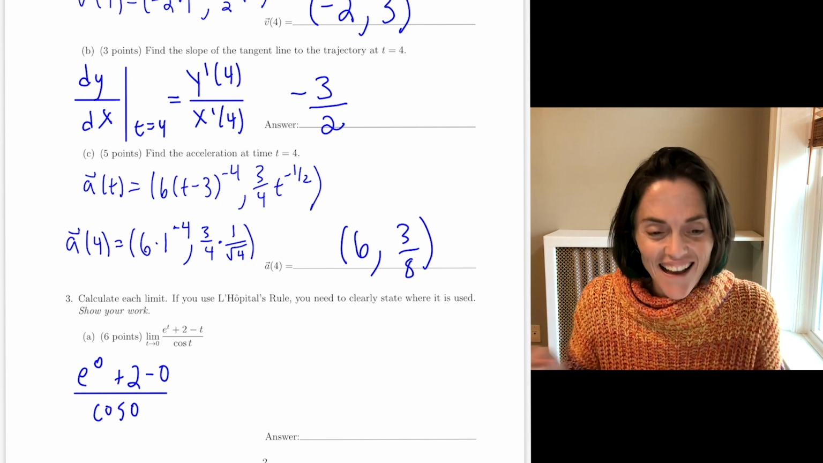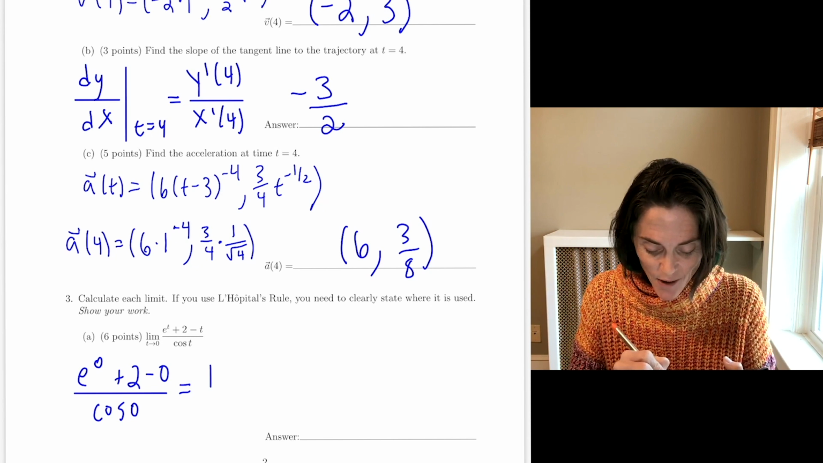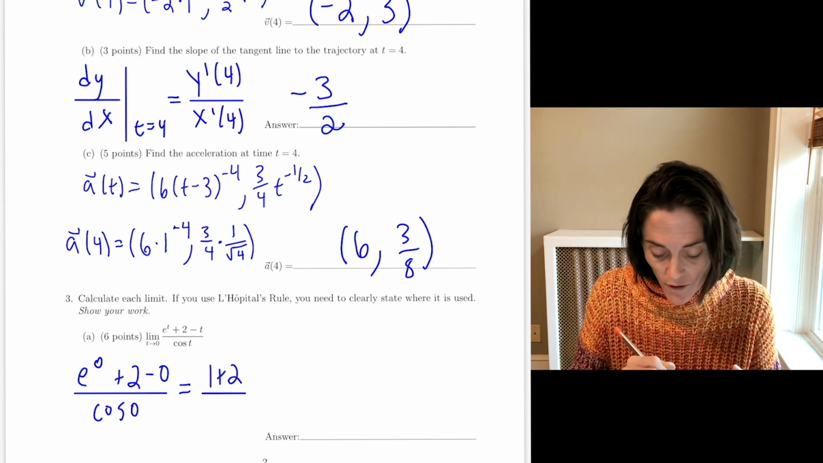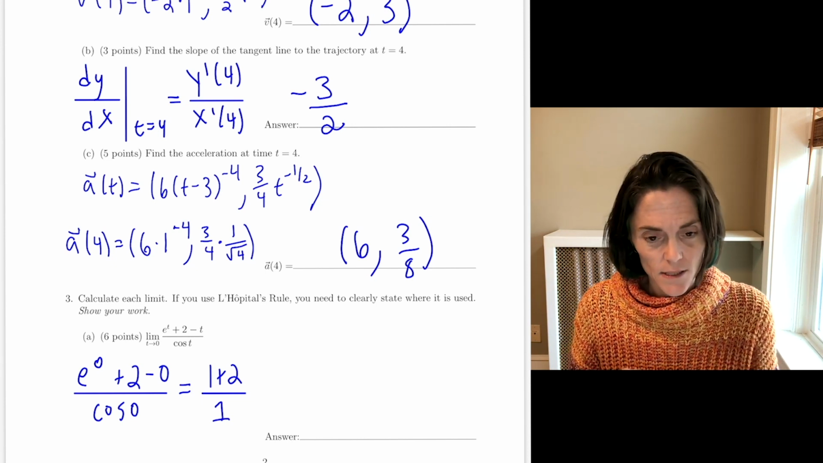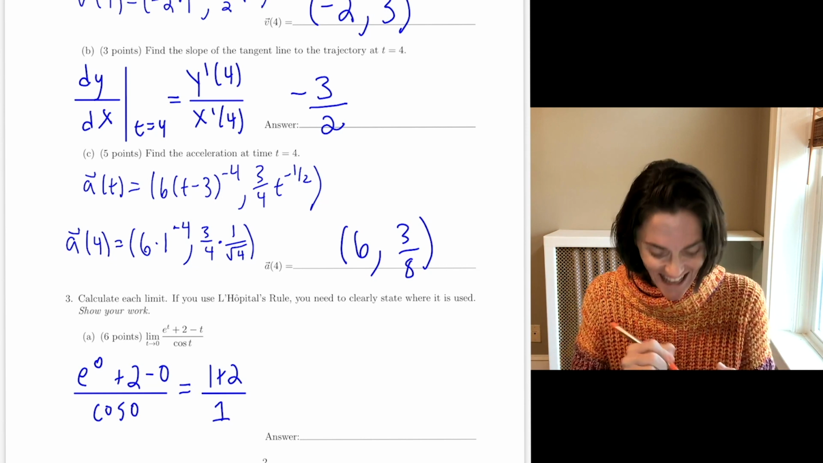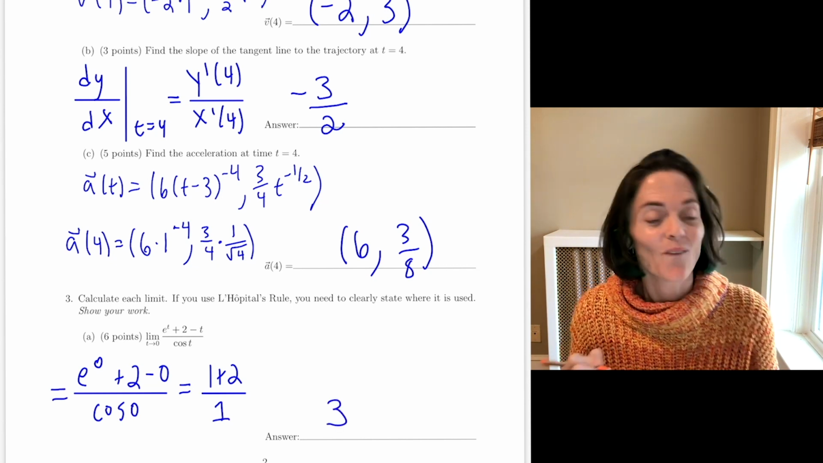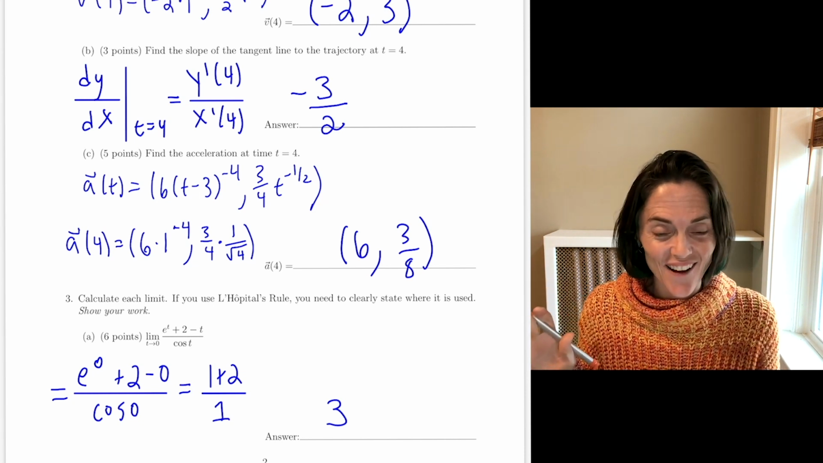But you notice it's not. Cosine of 0 is 1. E to the 0 is 1. I just get this. What we observe here is, in fact, this function is continuous at 0. And so the limit is, well, we've calculated it. The limit is 1 plus 2 over 1, which is 3. I did not use L'Hopital at all here.